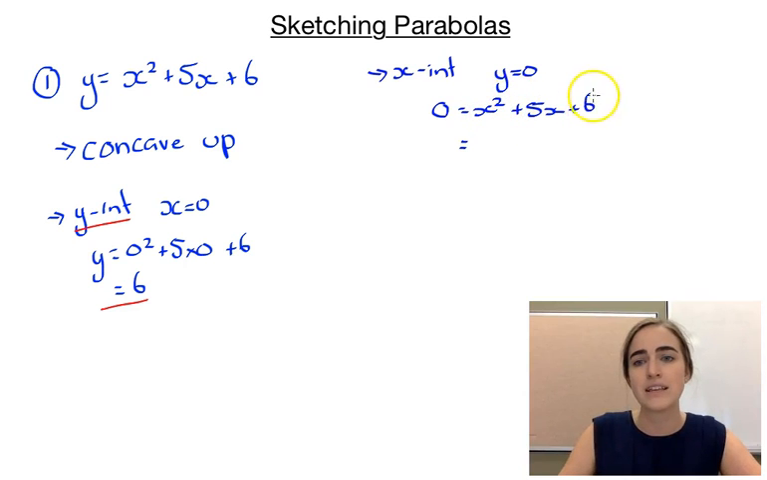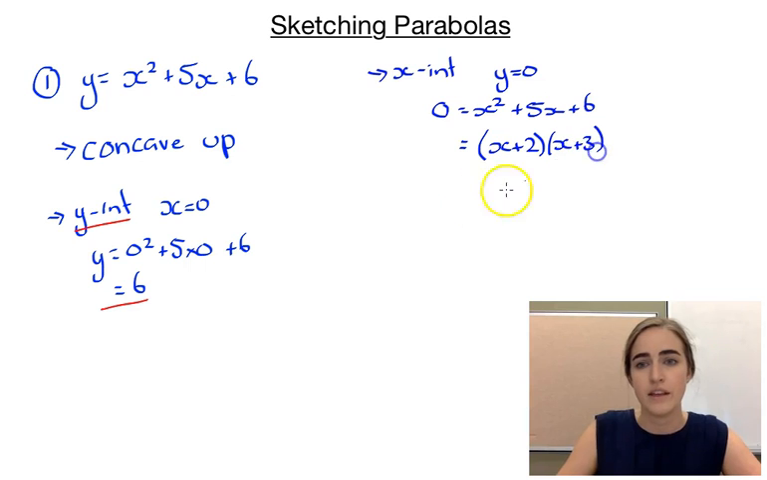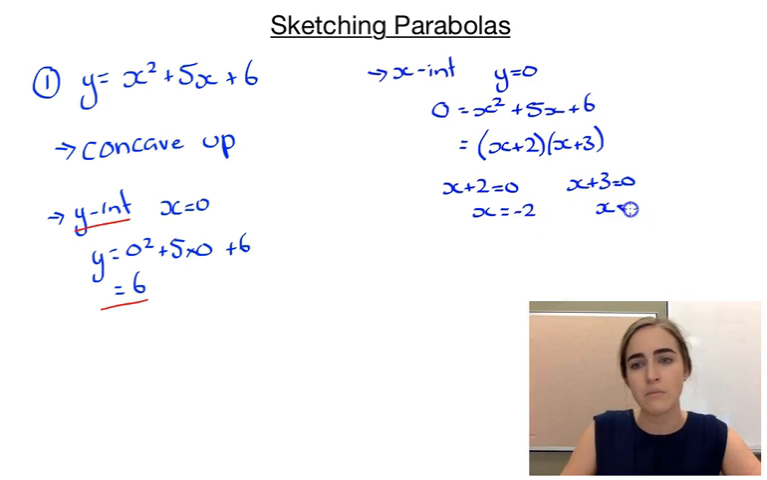But in this one, we can see that 2 numbers that multiply to give 6 and add to give 5 would be 2 and 3. So we'll have x plus 2 and x plus 3. So that means that either x plus 2 is equal to 0 or x plus 3 is equal to 0, which means that x is equal to minus 2 and x is equal to minus 3. So this equation, this parabola, will have 2 x-intercepts at x equals minus 2 and x equals minus 3.